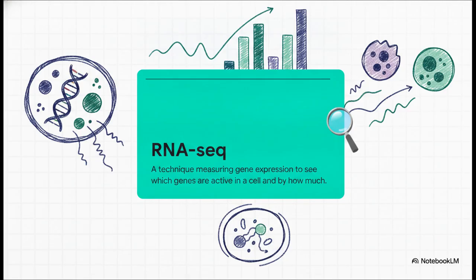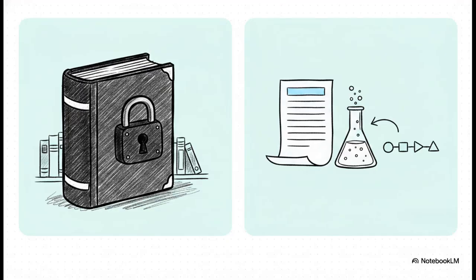As our provided texts highlight, RNA-seq basically captures a real-time snapshot of this activity. It tells us exactly which genes are turned on in a specific cell at a specific moment and just how intensely they're working. Our source material offers a fantastic analogy to help visualize this.